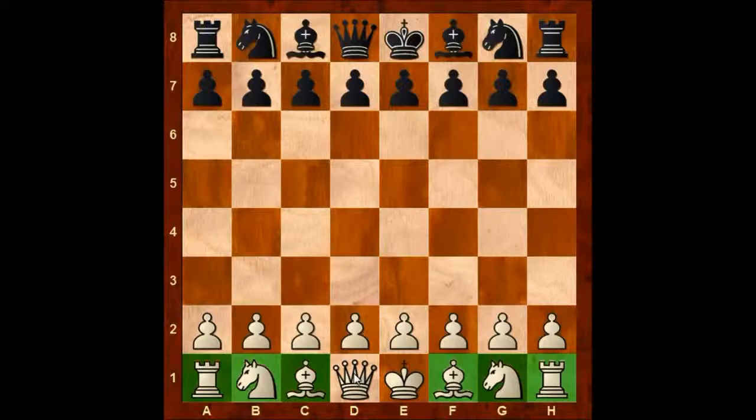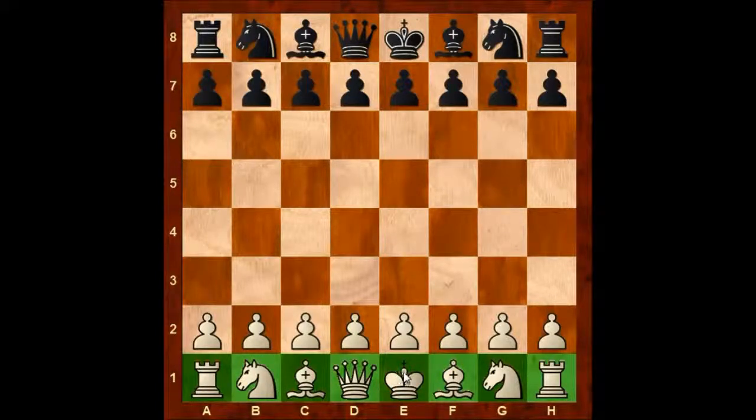This is confusing for many beginner level players or people who just start to play chess. So you have to remember that queen always stands in her own color. So the white queen, as you can see, is standing in a white square, and the king stands in its opposite color. So the white king is standing in a dark square.